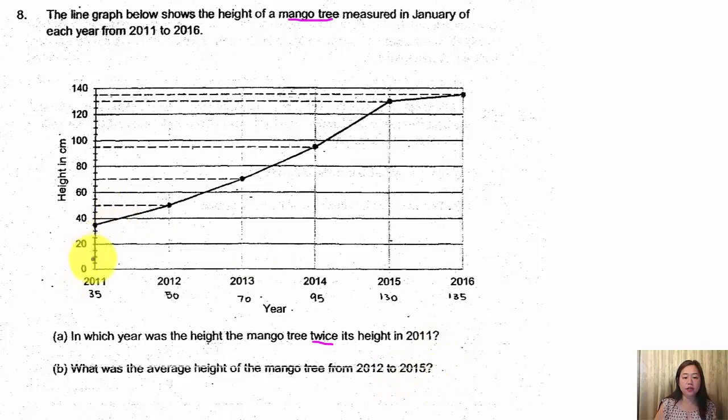So, the first thing we need to see is that from here to here, we have to look at the number of markings. So we have 1, 2, 3, 4. So it means that this is 0 and this is 20. So if there are 4 markings here, it means that each one represents 5, because 20 divided by 4 is actually 5.